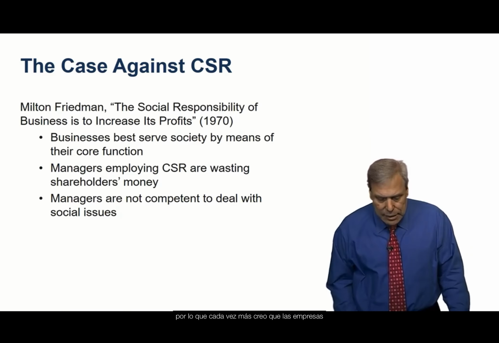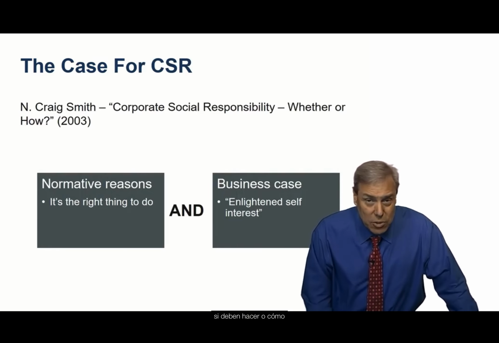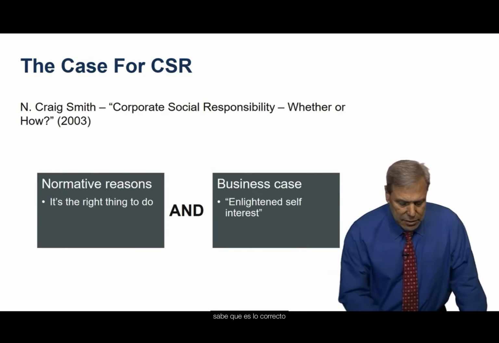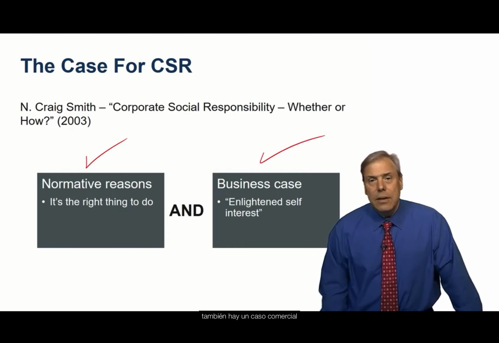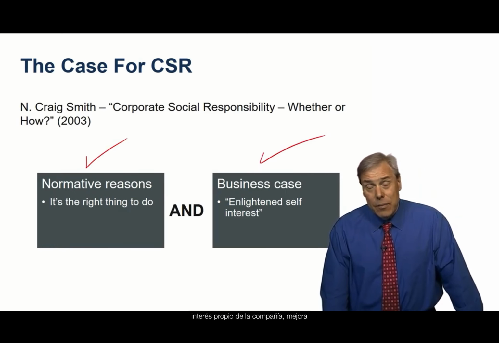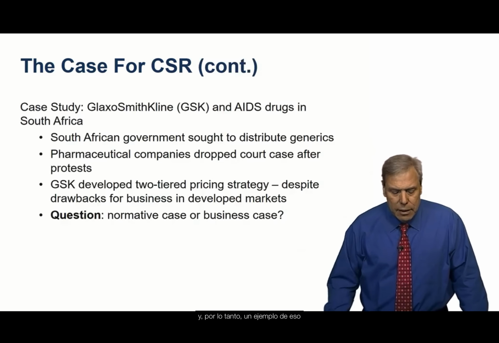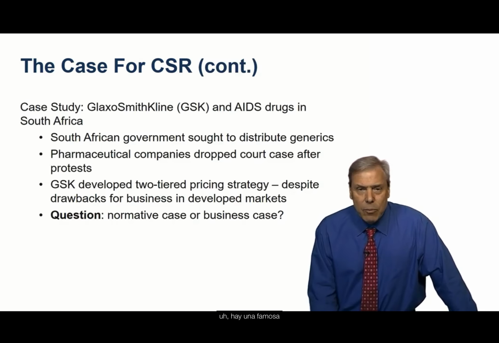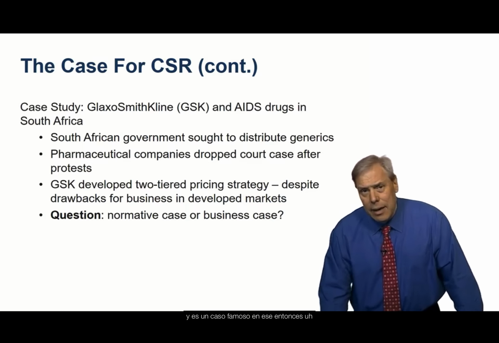So increasingly, I think that companies are now making the case, in a famous article on corporate social responsibility, whether to do it or how to do it, by Craig Smith, who said there not only are normative reasons for doing this, that it's the right thing to do, things that are good for society, but there also is a business case for doing this, that it actually enhances the company's self-interest, it enhances its profits. An example of that might be, and again, this author gave this example, a famous British pharmaceutical company, GlaxoSmithKline, and it's a famous case back then.